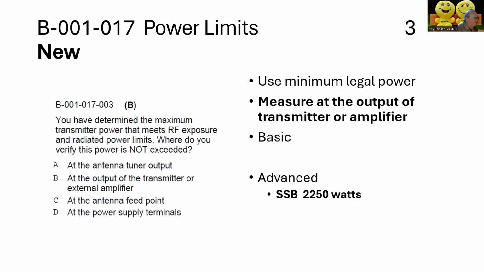So here's another question. You have determined the maximum transmitted power that meets RF exposure and radiated power limits. Where do you verify the power is not exceeded? In most cases, you measure the output at the transmitter or at the external amplifier. So B is the answer.